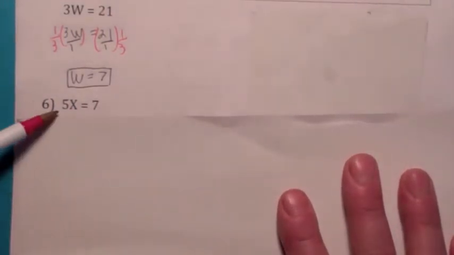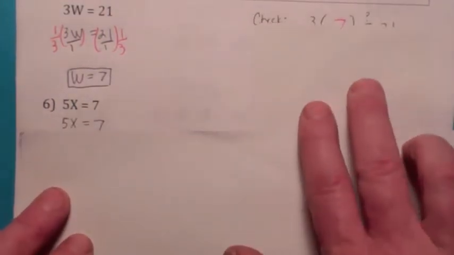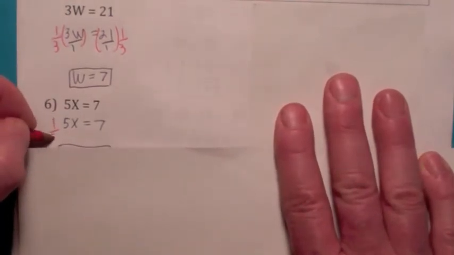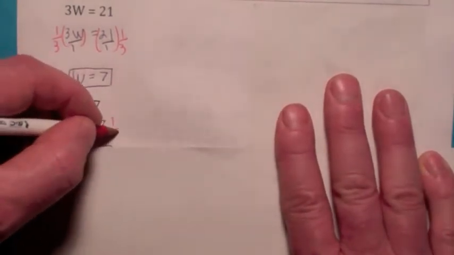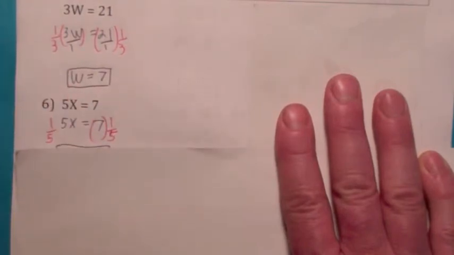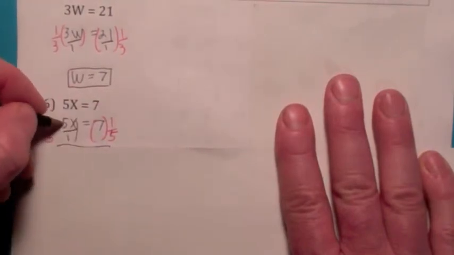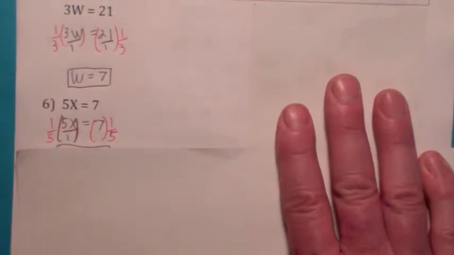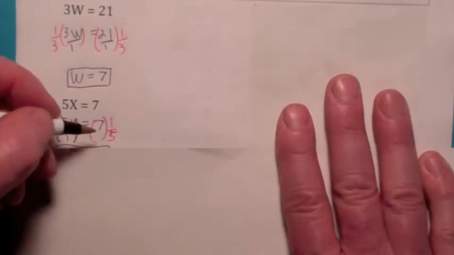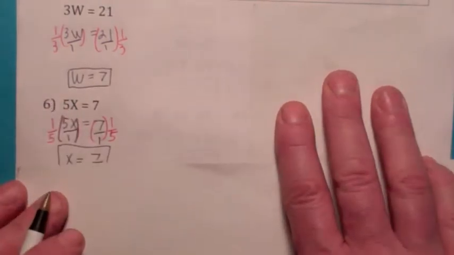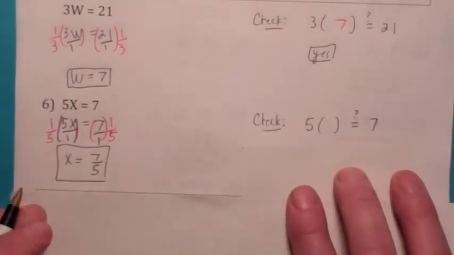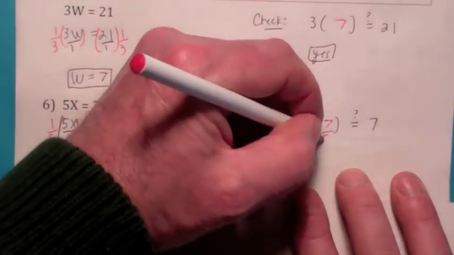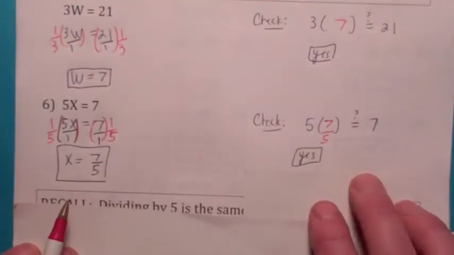The coefficient of x here is 5. So what we're going to do is multiply both sides by the reciprocal of that number, which is 1/5. Now, it might help to think of this as 5x over 1. Anyway, so the 5's cancel. You just have x. Here you have 7 over 1 times 1/5, which is 7/5. Again, if you wanted to, you could check. Plug in 7/5. Is it true that 5 times 7/5 equals 7? Yeah, the 5's cancel. Sure enough.